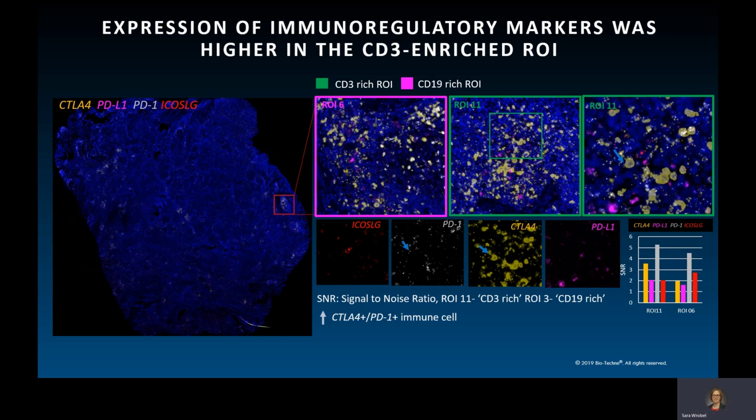The RNAscope demonstrated a very high expression of all 4 markers in the CD3-rich region of interest 11 compared to region of interest 6. This is what we'd expected because region of interest 11 is predominantly the T-cell-rich region. Although area 11 does demonstrate a very strong expression of these genes, region of interest 6 also shows some basal level of expression. Interestingly, the top right panel shows a magnified image of region 11, where you can really appreciate the single cell resolution by RNAscope.